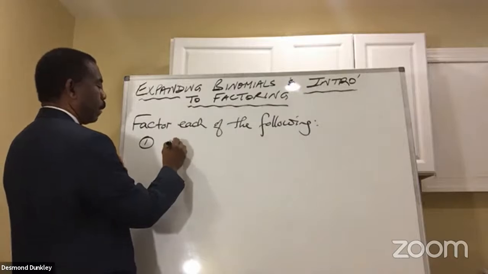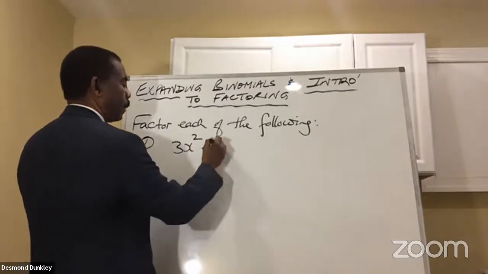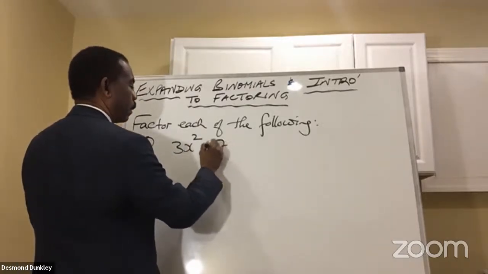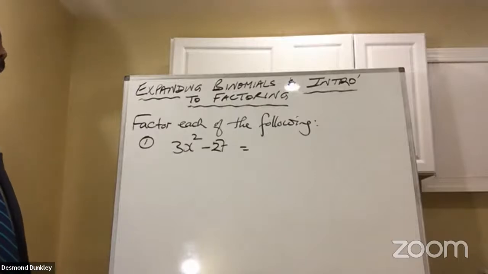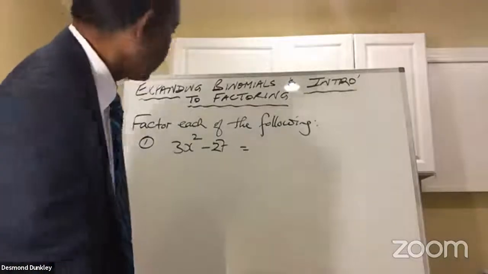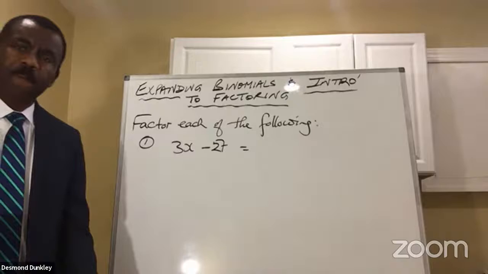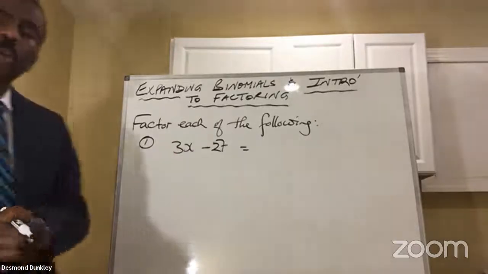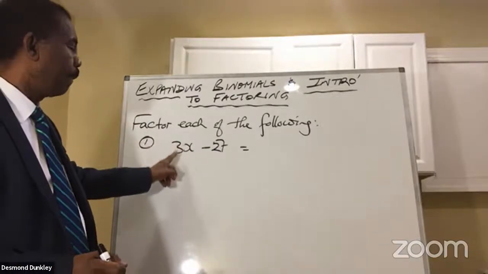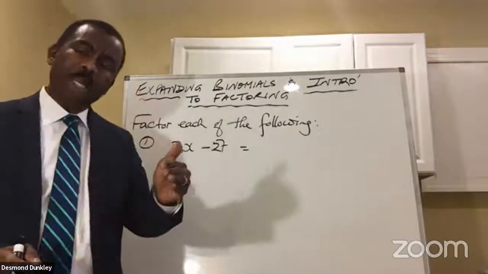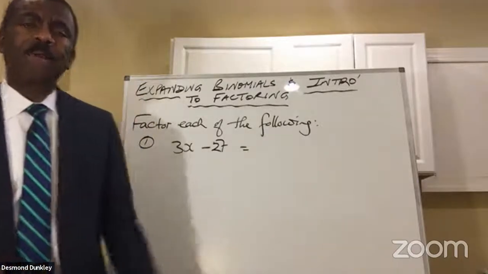If we had, say, 3x minus 27. Let's go simple. 3x minus 27. If I ask you to factor that, all you have to do is to look and see if there is something that can be divided into each expression without a remainder. And in this case, that thing is actually the number 3. It is called the GCF.